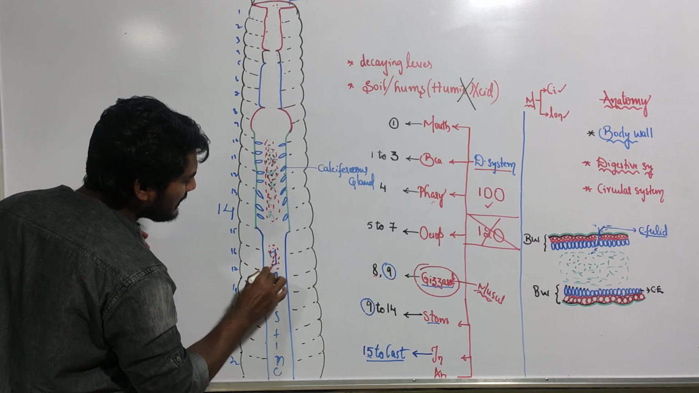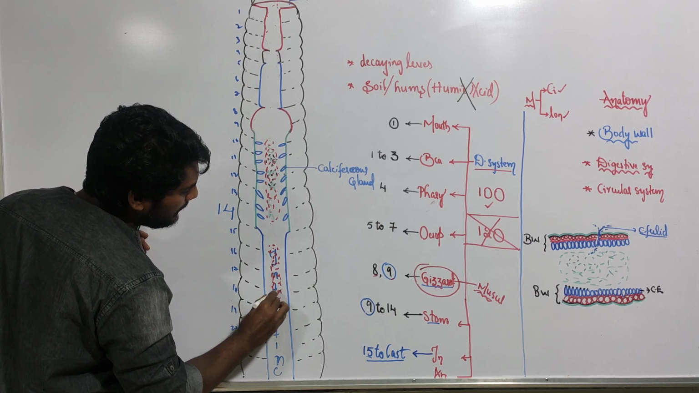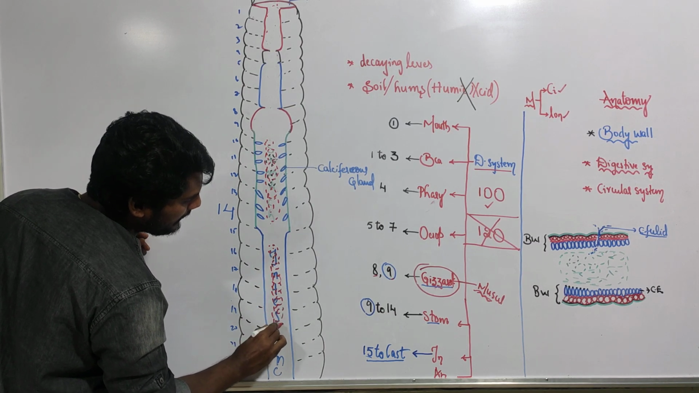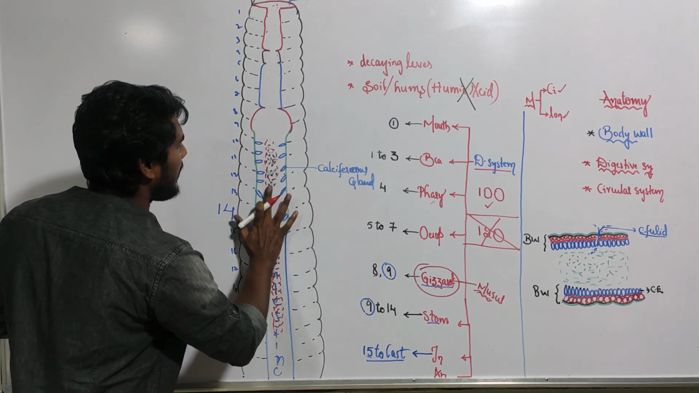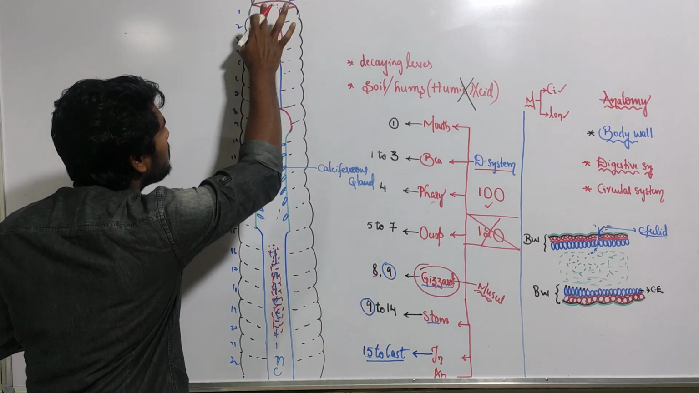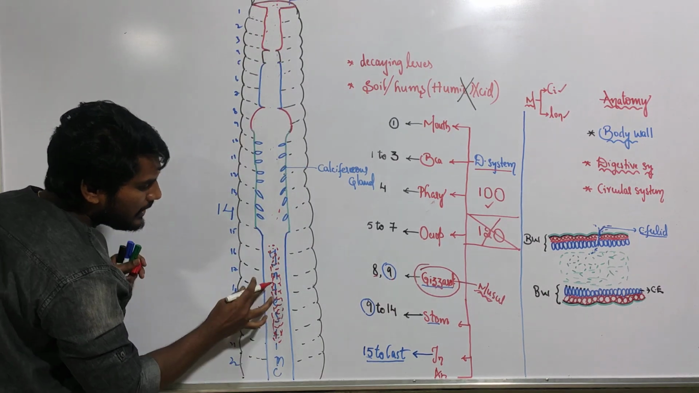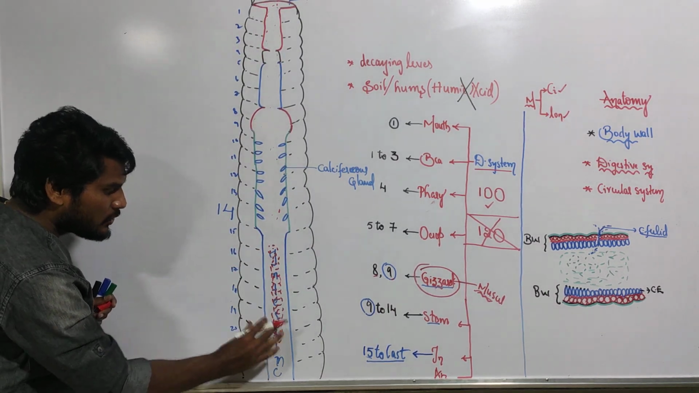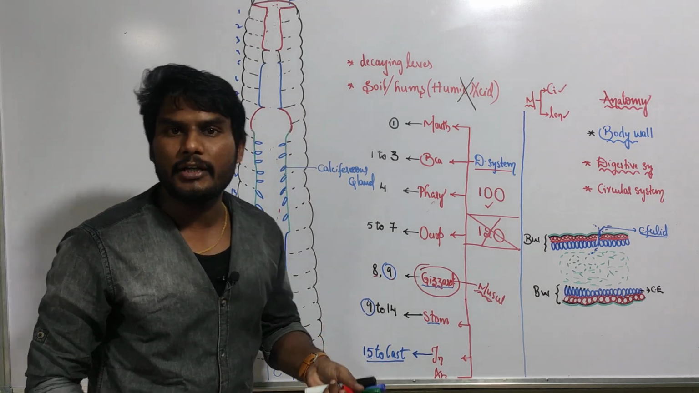Now that food material is reaching towards the intestine. That food material, which is completely neutralized, finally reaches the intestine. This is the intestine part. Now food is not present here. Food has reached the intestine, from the mouth to the intestine. Here, is the food neutralized or not neutralized? Yes, it is neutralized. Why? Because in the stomach only it got neutralized.